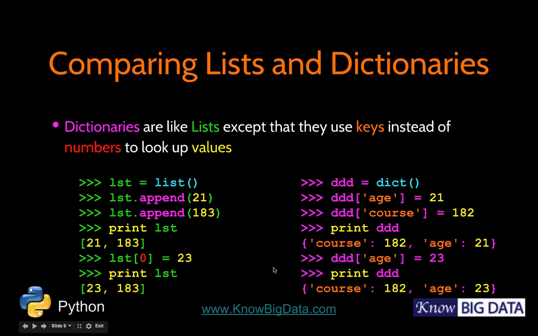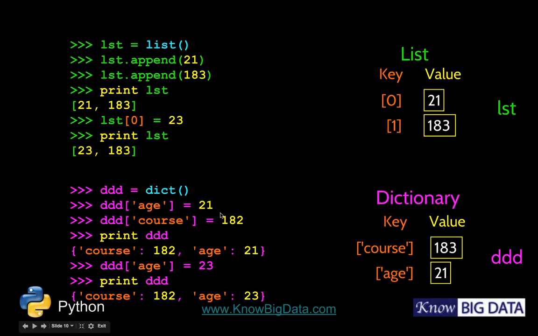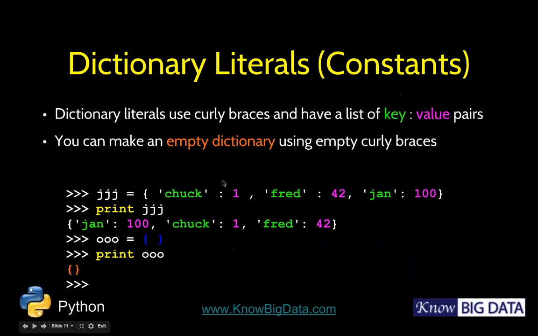So instead of the way in arrays we keep on looking up the value based on the index, here we can look up the values based on the keys. That is the difference between the list and a dictionary.